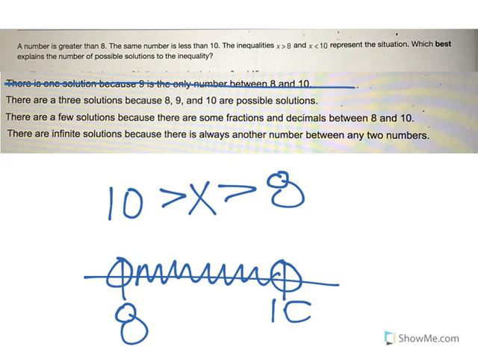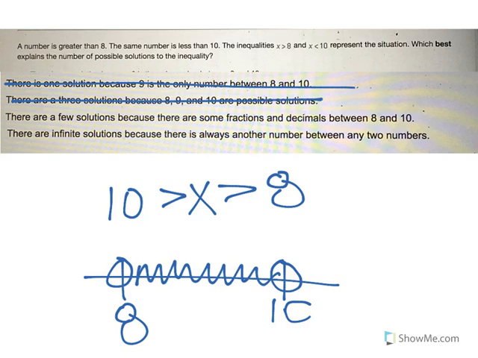We're looking for what's true. There are 3 solutions because 8, 9, and 10 are possible solutions. Well, I don't have the equal sign underneath it, so it can't be 8. It could be greater than 8. And it can't be 10, but it could be less than 10. So this is obviously not right because, again, it can't be 8 or 10.